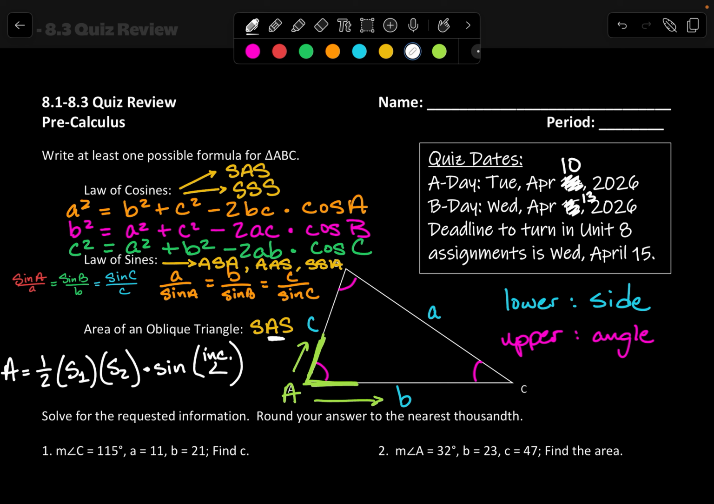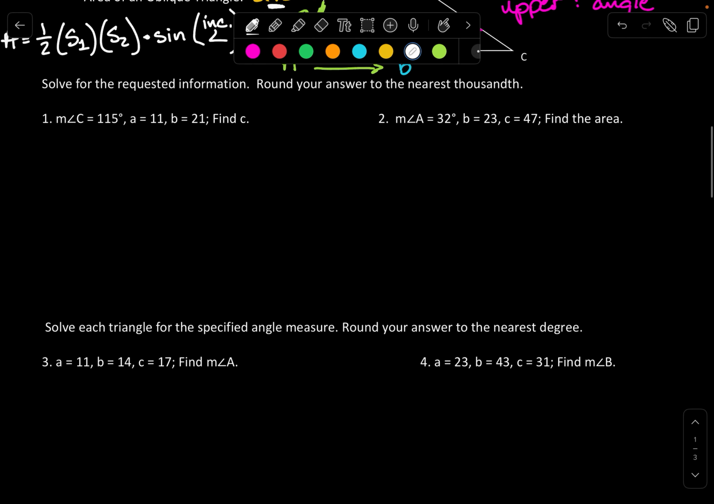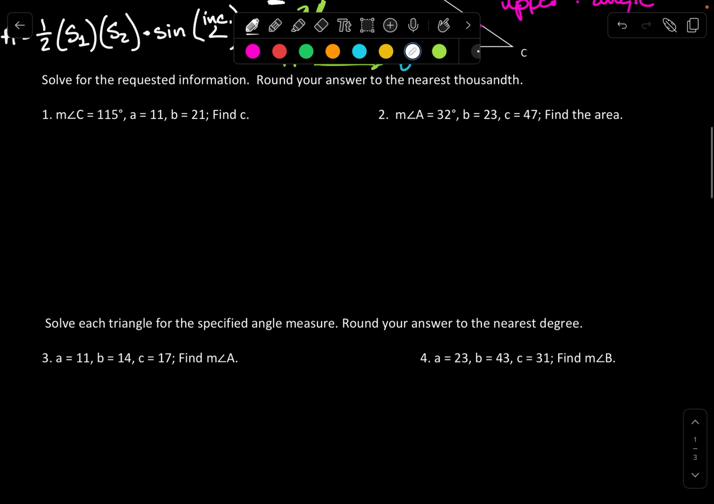All right, let's get started on these problems. The instructions say solve for the requested information, round your answer to the nearest thousandth. Remember, that's going to be 3 decimal places. So the first one, we have an angle and two sides, and we're asked to find a missing side. So if it helps, go ahead and sketch out a triangle.